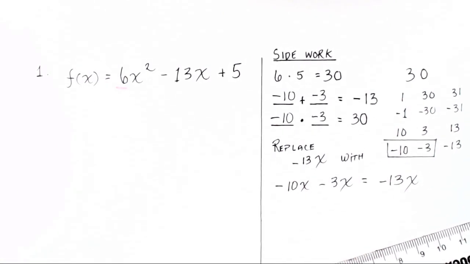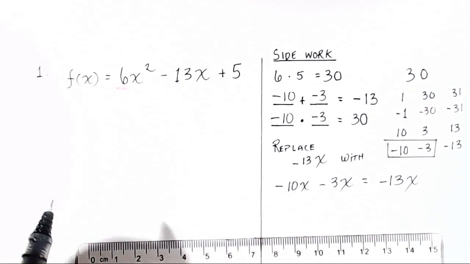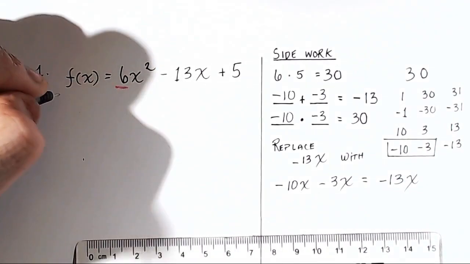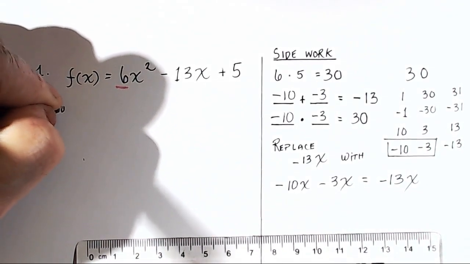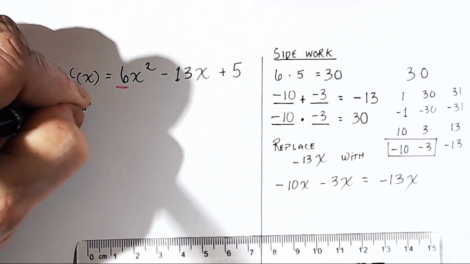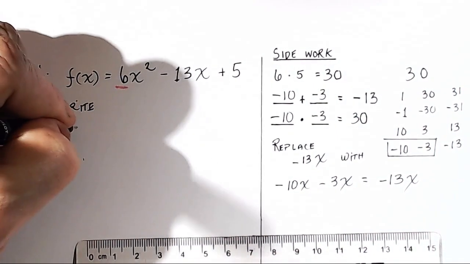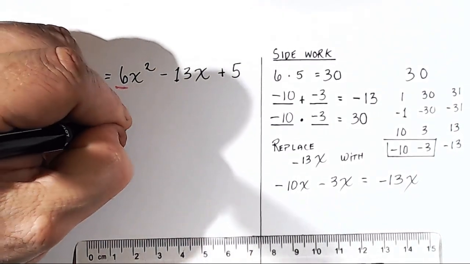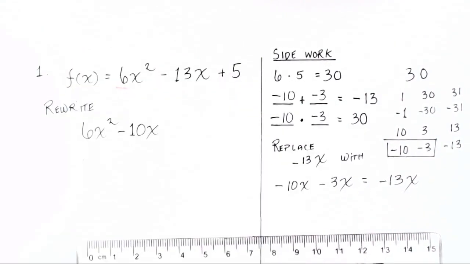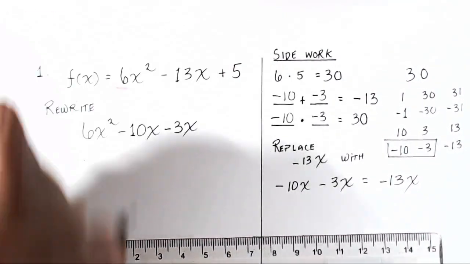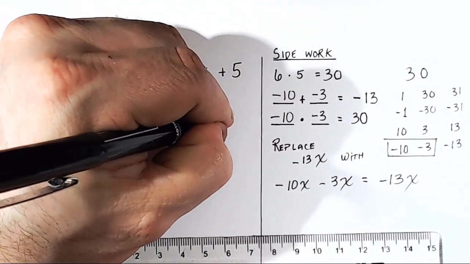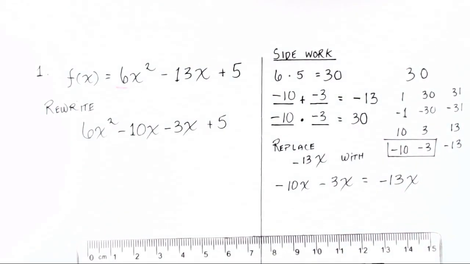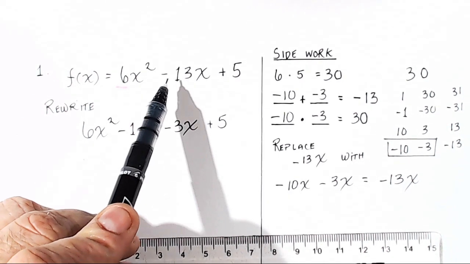So now what do we do? Well, we are going to rewrite our equation with the replaced terms. Rewrite: 6x squared minus 10x minus 3x plus 5. Okay, and this is still the same thing because -10x minus 3x is -13x. So we haven't changed anything.